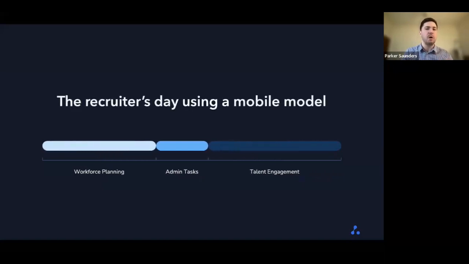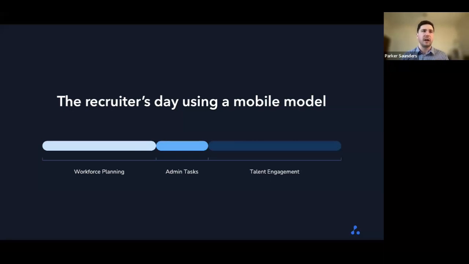Whereas in a mobile first model, the recruiter's day tends to look very different. So as a staffing company really matures in their adoption of a mobile strategy where they're able to leverage a lot of that technology to engage with their talent, they're able to automate many of the tasks that happen in the day-to-day of a recruiter to minimize the amount of time spent on those administrative tasks so that the focus of the recruiter can be more strategic and more around building relationships with talent in the form of talent engagement and workforce planning.